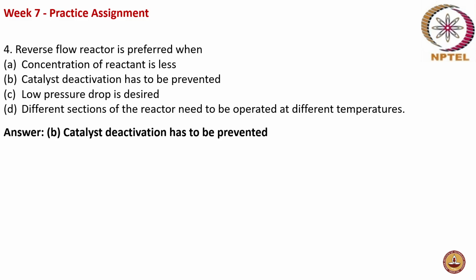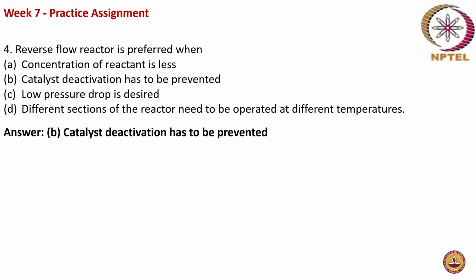So when we reverse the reactant flow, the temperature rise is maintained well within the reactor, and it does not cause any explosion or any safety concerns. So this is where the reverse flow reactor is preferred. So what kind of a reactor is preferred, for example, when the concentration of the reactant is less? When the concentration of the reactant is less, a counter flow reactor is preferred.